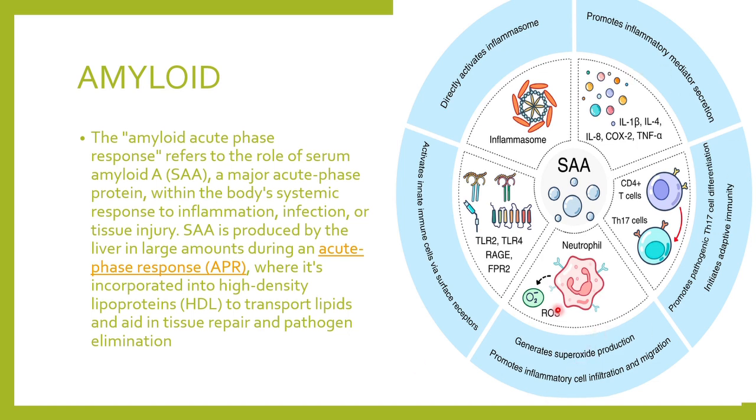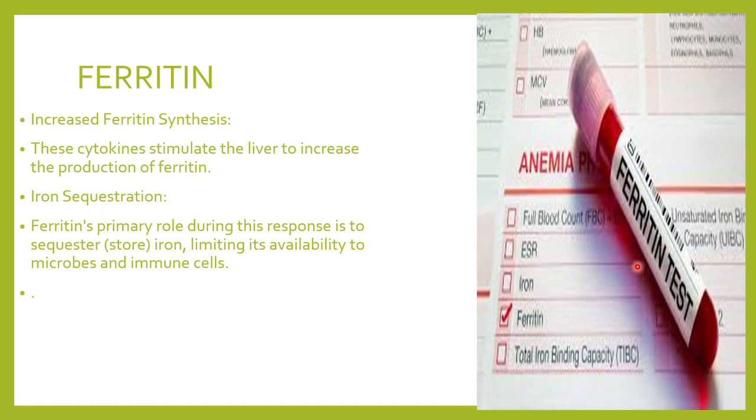Your ferritin. So what happens whenever there is inflammation, these cytokines will stimulate the liver to increase the production of ferritin. Okay, ferritin is also a protein. So this ferritin, what it will do, it will sequester, it will store the iron, limiting its availability to the microbes and immune cells. When the ferritin, the binding protein, is increased, it will trap the iron. It will not allow the microbes, the bacteria, the other tissues to take the iron. That is why iron will be reduced, ferritin will be increased.